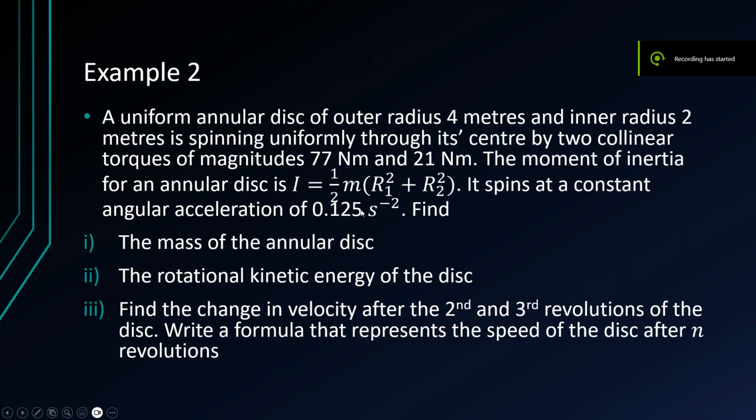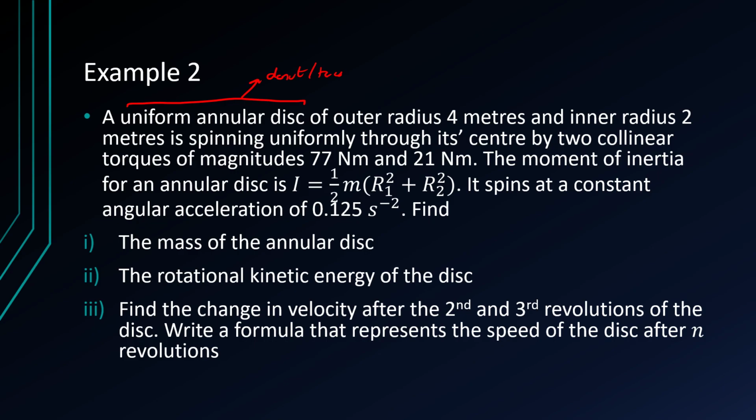So here's a second example with a slightly more complex shape. A uniform annular disk, it's essentially just a fancy way of saying a donut, or a torus, of outer radius 4 meters and inner radius 2 meters, is spinning uniformly through its center by two collinear torques of magnitude 77 and 21 newton meters.